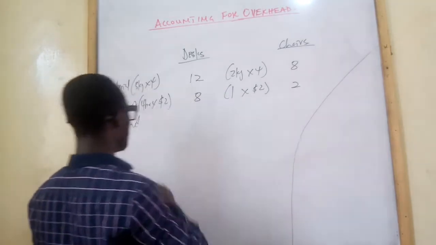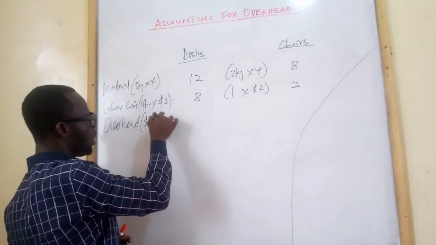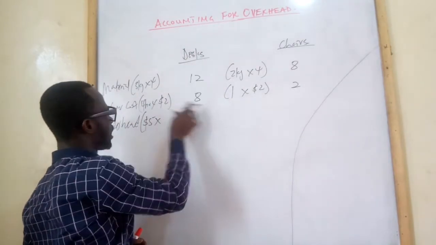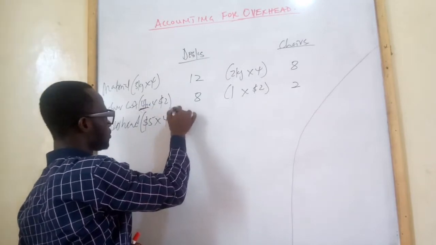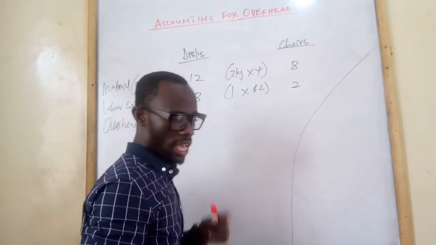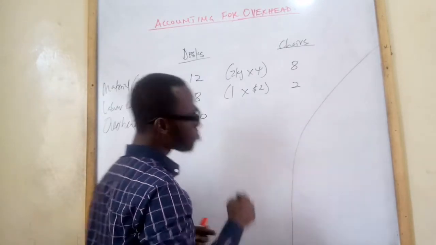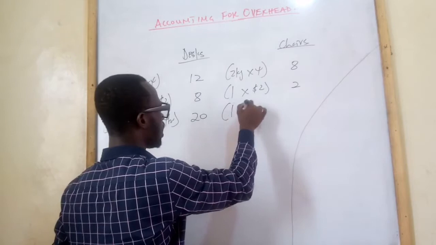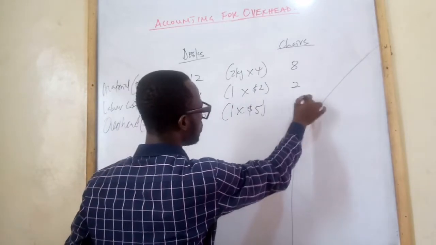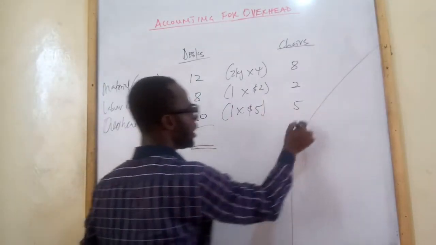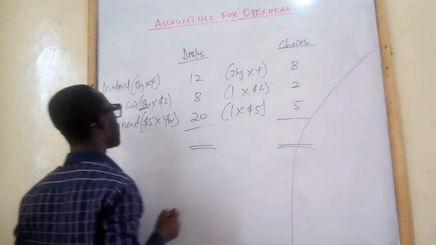So in that case, it's going to be $5 by the hours used by the desk, which is what? 4 hours. And so that's going to be 20. And then for the chair, they used 1 hour by $5, and that's going to be 5. So at the end of the day, this is how we calculate the total cost of the organization.